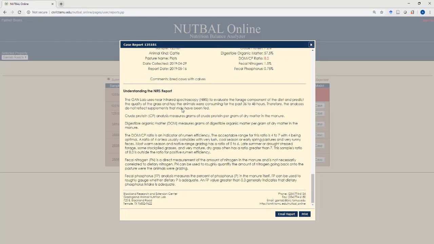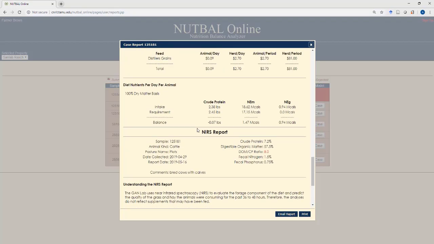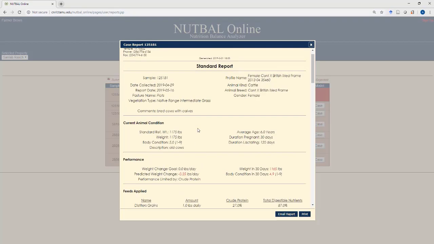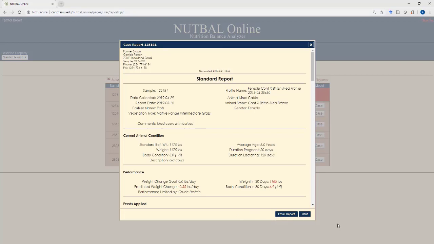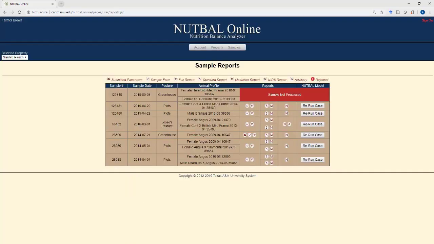This last bit is just kind of a short review of the things that we just talked about. Again, if you would like to email it back to yourself or print it, you have the option to do so in this bottom right corner. And that's it on interpreting a standard report.